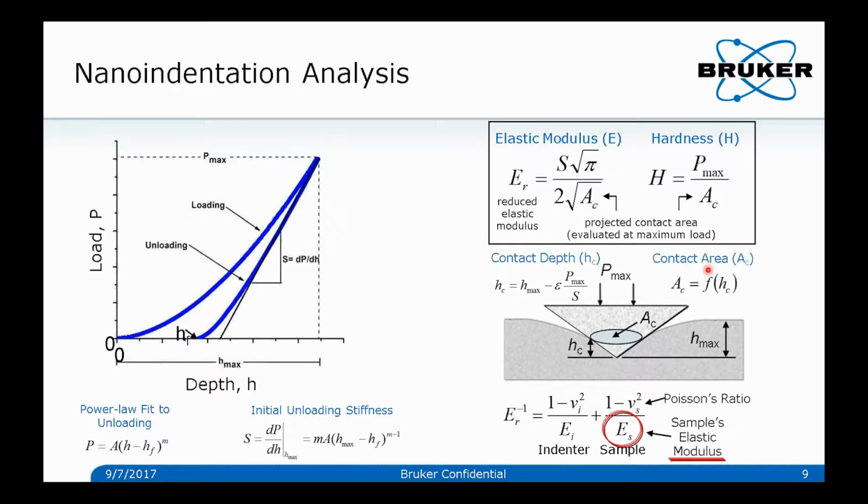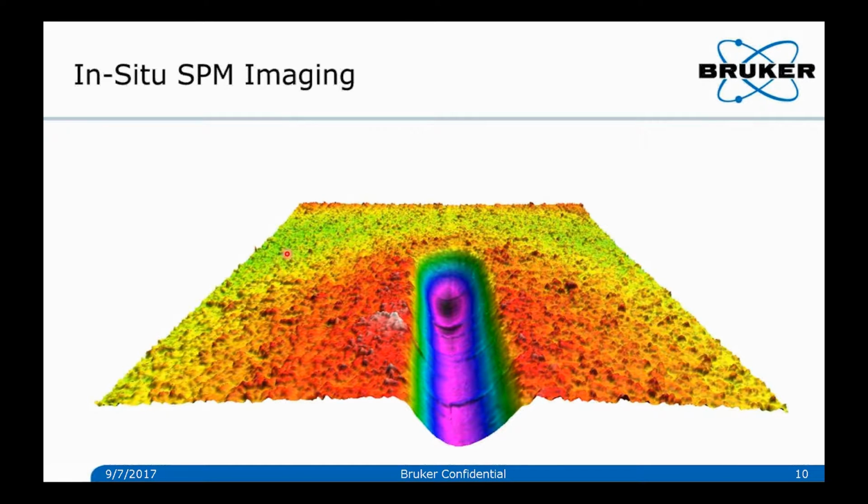And once you know these things, you can calculate elastic modulus of your material. You can calculate the hardness. Hardness is just the peak force divided by the contact area. And so all of this analysis is built into the software and gives you the output of your modulus or hardness for your material. Next, I'll talk about In-Situ SPM Imaging.